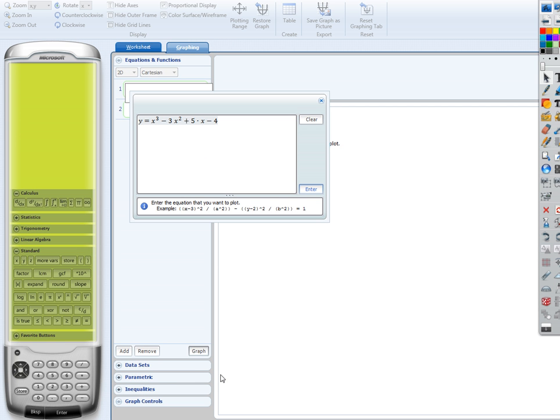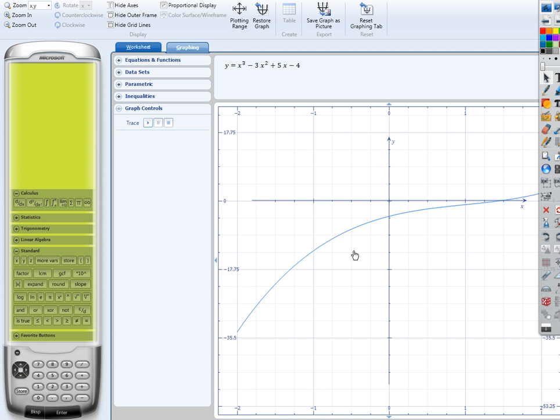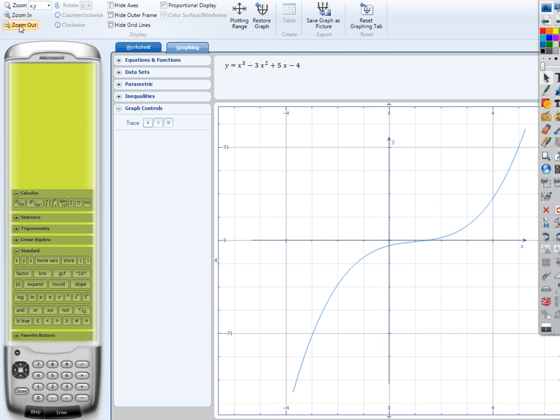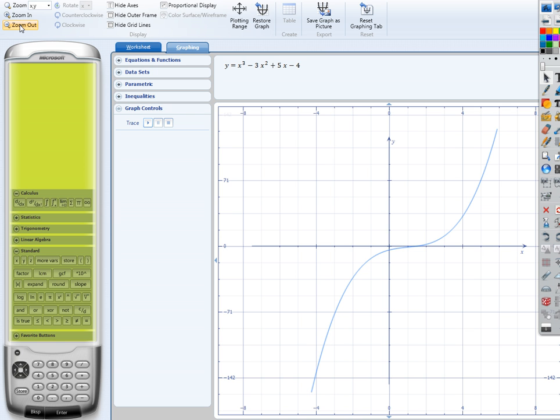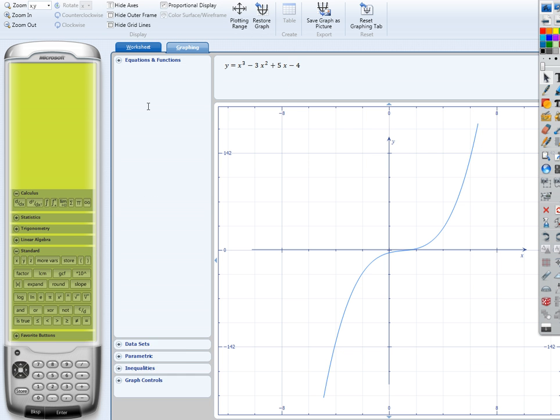We want to graph this, so what do I do here? Graph. Okay, so there it is. Now let's zoom out so we can see what this thing looks like a little bit more. Okay, it looks a little bit different, doesn't it? It's not a parabola at all. And by tweaking these numbers, we can make this thing look even different.